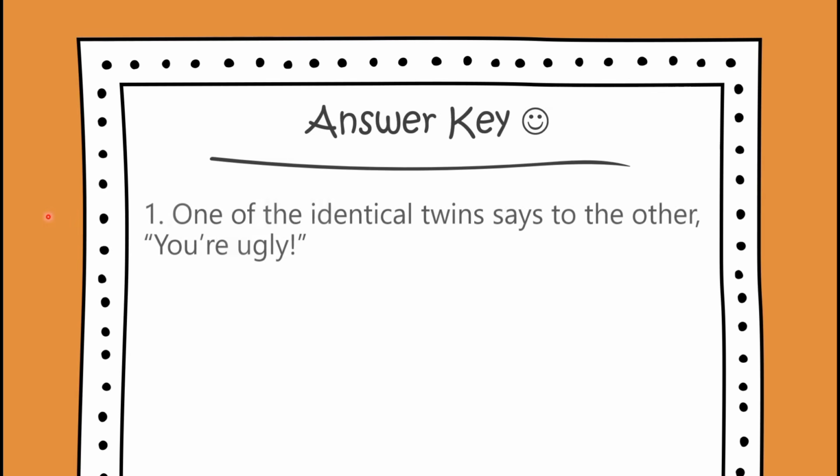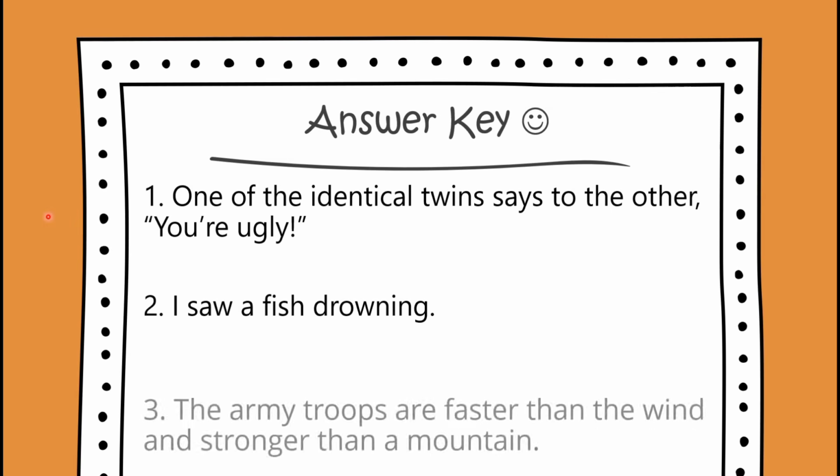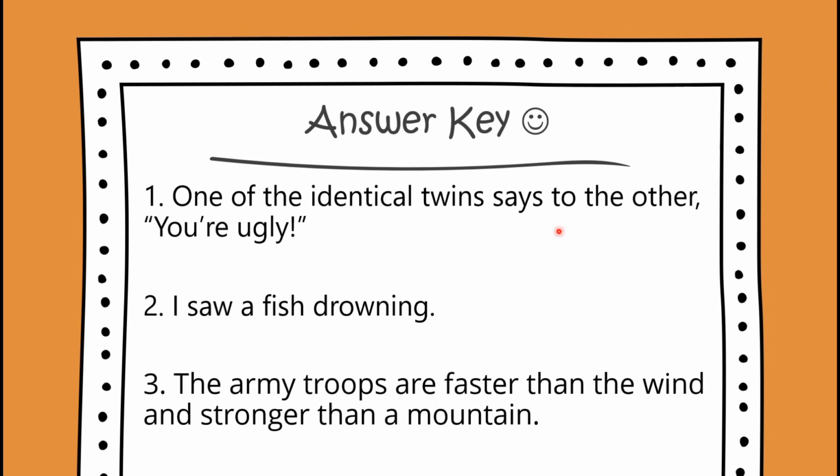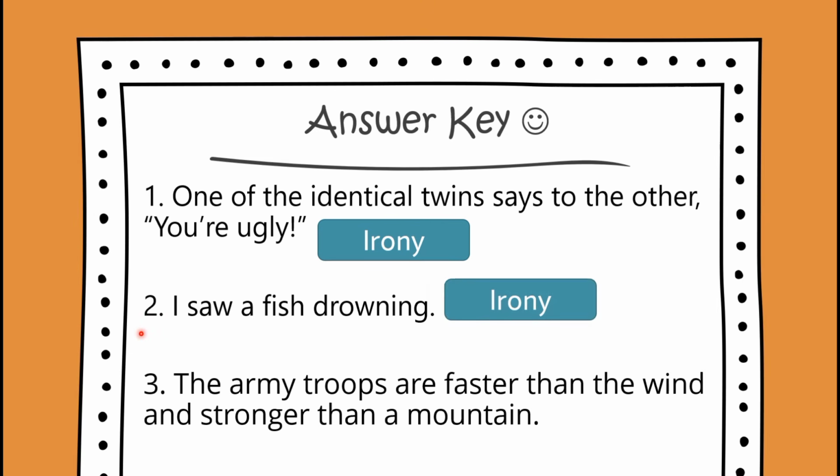I hope you're done. Let us check. Number 1. The identical twin says to the other, "You're ugly." This is irony. Number 2. I saw a fish drowning. A fish would never drown in the water, so this is irony.